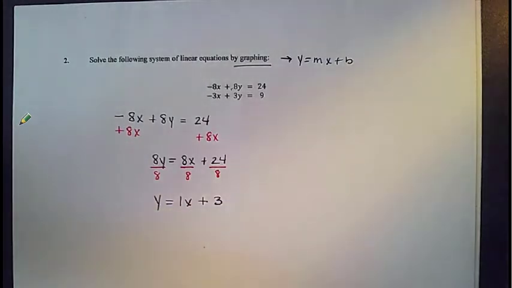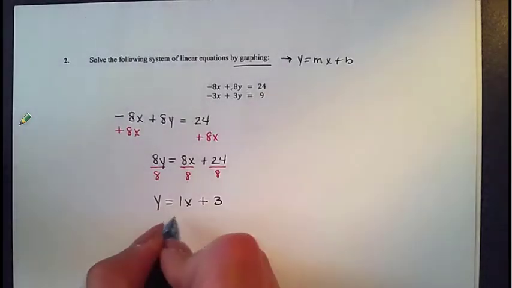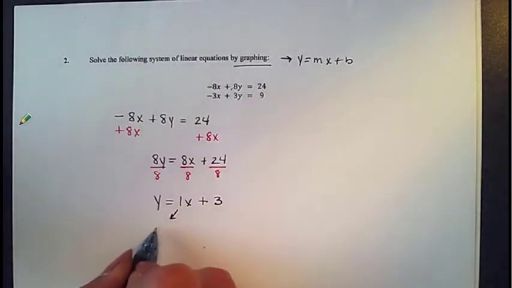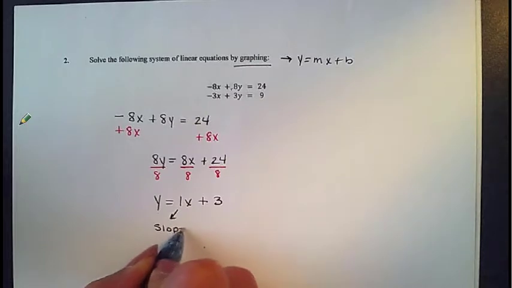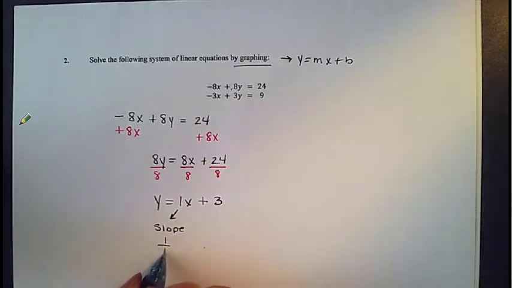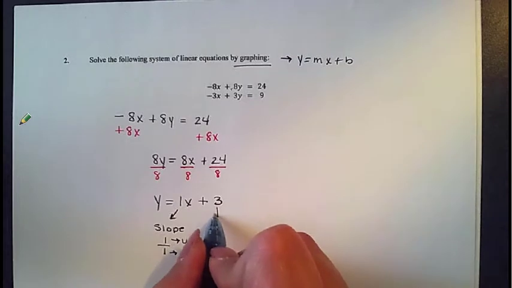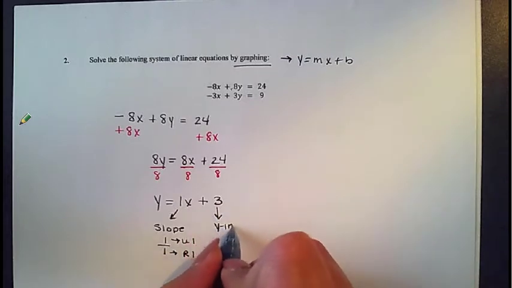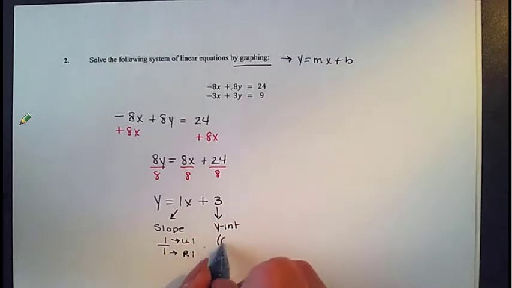And again, just to remind ourselves what we're looking at here, remember that this 1 in front of the x is our slope. And when we're doing this by hand, it is 1 over 1. Remember, slope is always written as a fraction, so we can talk about the fact that this goes up 1 and then to the right 1. And this plus 3 is our y-intercept. And remember, again, we're talking about this by hand. This is the point 0, comma 3.